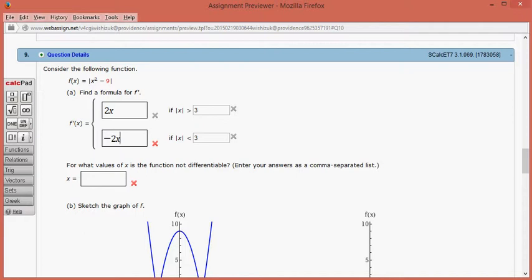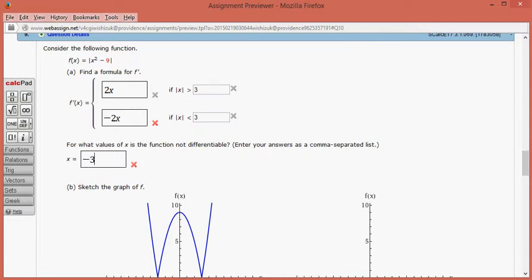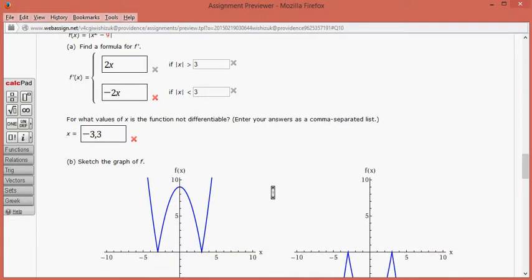For what values of x is the function not differentiable? You can see that when x equals negative 3 and positive 3, it's going to be not differentiable. And you can look at the picture.